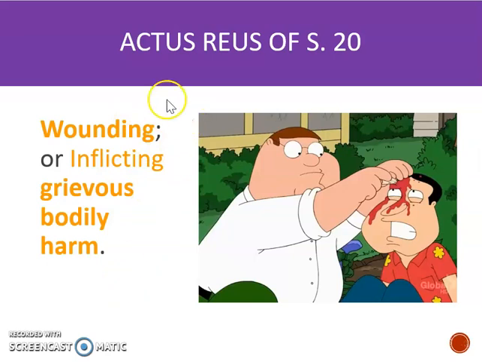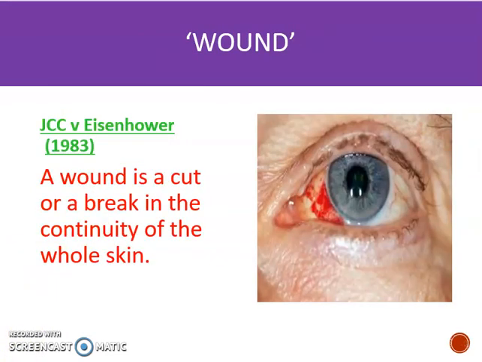So we're going to start off by looking at what a wound is, and then we'll move on to looking at what GBH is. A wound was defined in the case of JCC and Eisenhower as a cut or a break in the continuity of the whole skin. That's a slightly strange way of phrasing it. Continuity meaning continuousness. So the judge here is saying that if you imagine your skin is continuous around your body, a wound is when you've got a break in that continuousness. And the way to know whether you've got a wound is whether you've got blood that you can touch, okay?